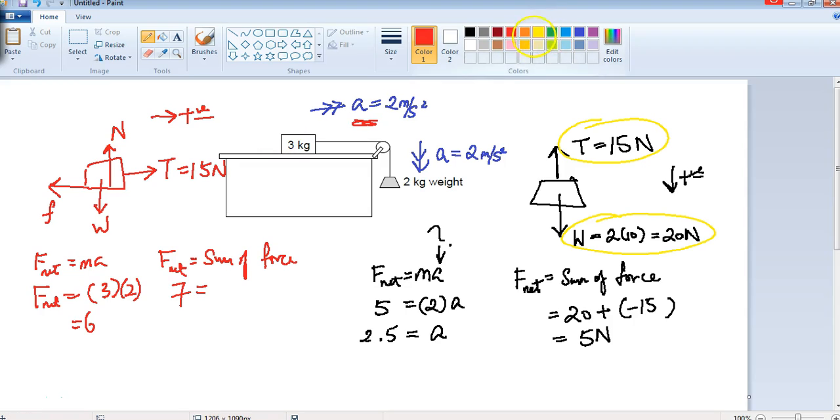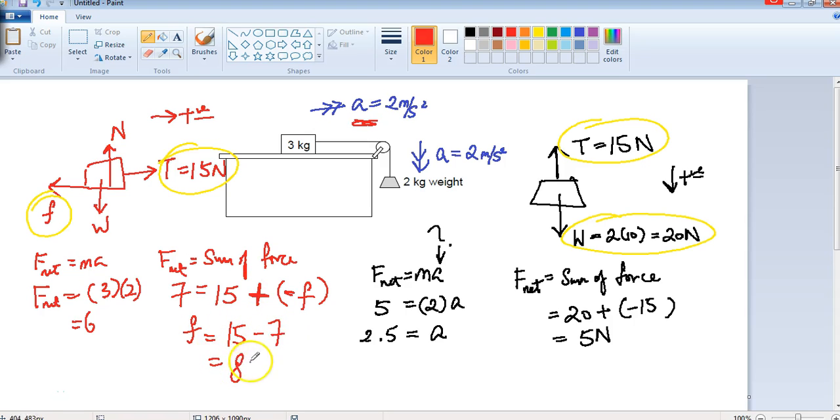So there are two forces right here. This guy and this guy. Okay. So sum of forces. My tension is in the positive direction, so it is positive. Now the friction F is in the negative direction, so it's negative F. Now with this, we just need to rearrange our formula and we can get that your friction is 8 Newton.